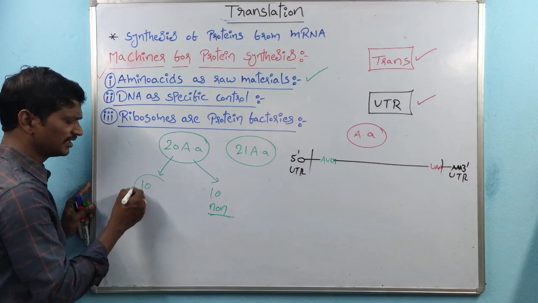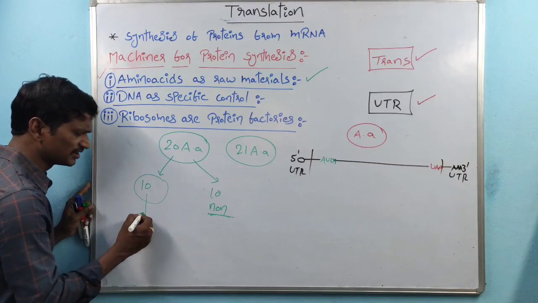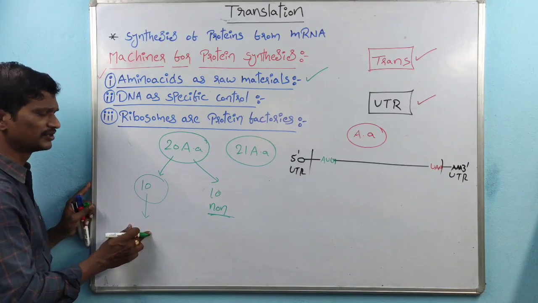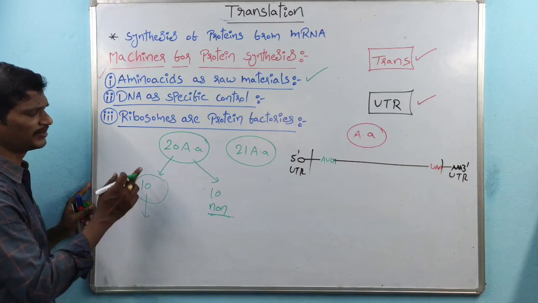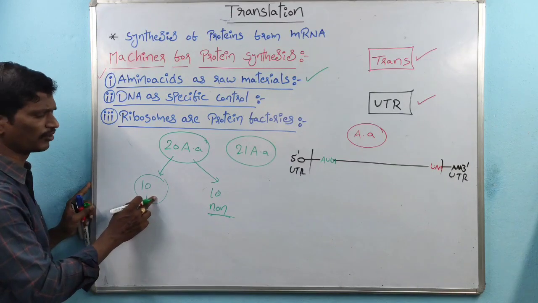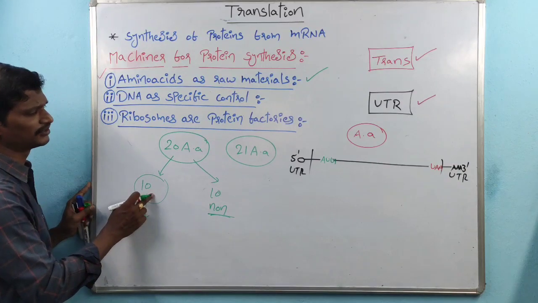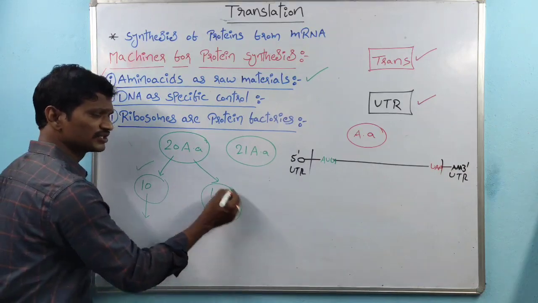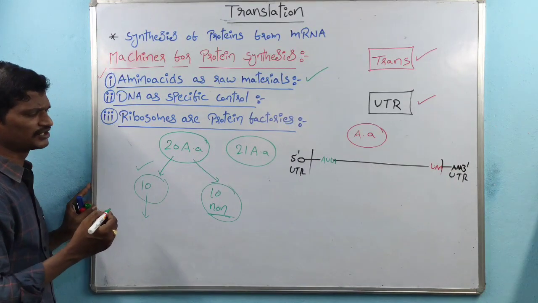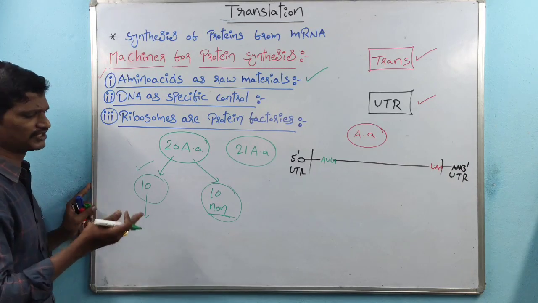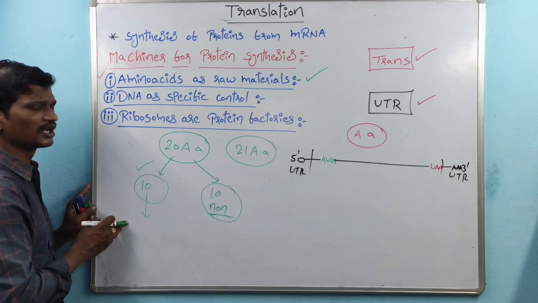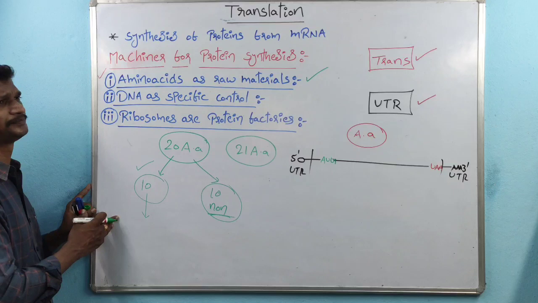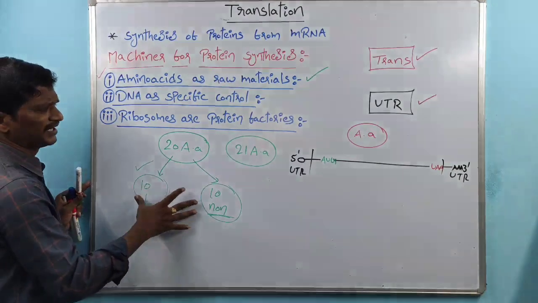See, essential amino acids are those which are not synthesized in our body; they are taken through the diet. These are called essential amino acids. And the 10 non-essential amino acids are those which are synthesized in our body. These are called non-essential amino acids. We already discussed this within the biomolecules chapter.